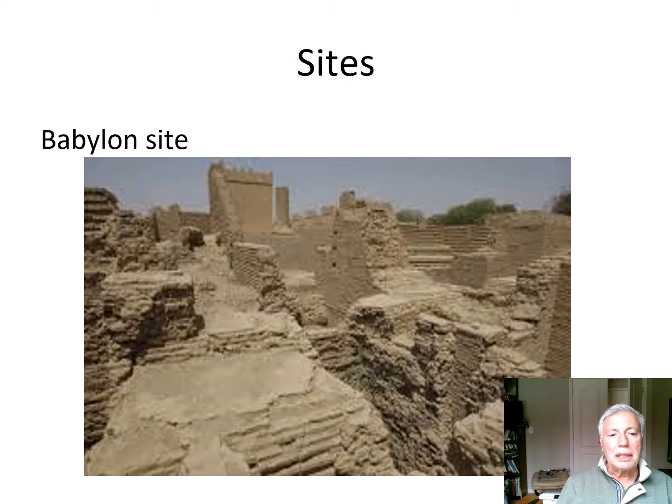Finally, is the site. Here you have on the slide an image of Babylon. And what is a site? A site is a concentration of these artifacts and features. Here you see the city of Babylon in contemporary Iraq, which comprises a huge mound of slowly dissolving baked brick buildings, millions of pottery fragments.